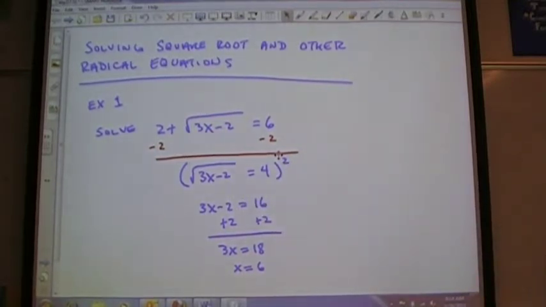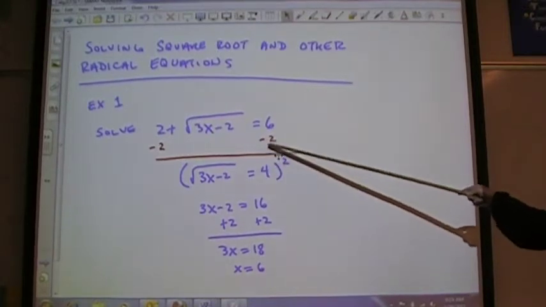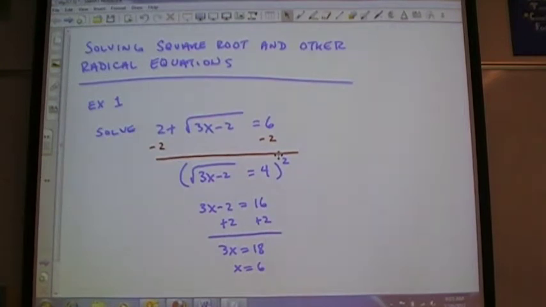After subtracting 2, though? Yeah, subtracting 2 gave me this. Is that for all of them, on that side? Yeah. Okay. So when I square the right, I get 16.